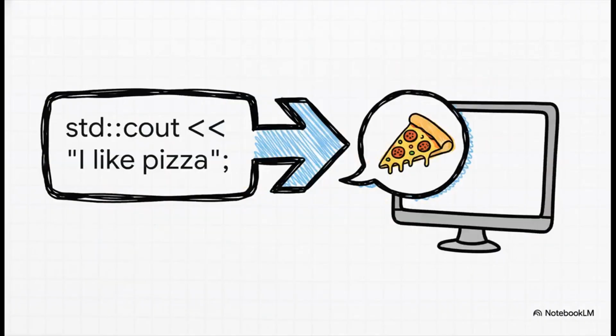All right, now for the fun part. This line here, std::cout, it might look a little weird, but it just means standard character output. It's how we tell the computer, hey, display this thing. And see those two arrows? They're literally pushing the text, "I like pizza," onto the screen for us to see.